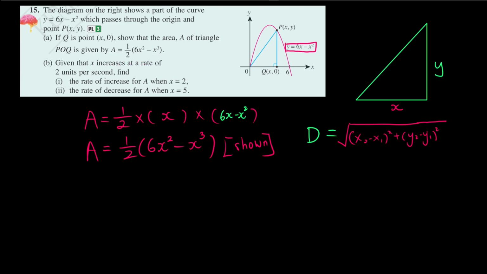So when you see rate, it is d over dt. But what's the thing increasing? We know x is increasing, so dx over dt is a positive 2 units per second. Find the rate of increase for A when x is equal to 2. So they say rate of increase, so we understood that it's d over dt. But what's the thing that increases?